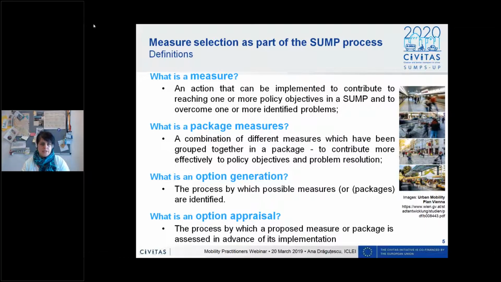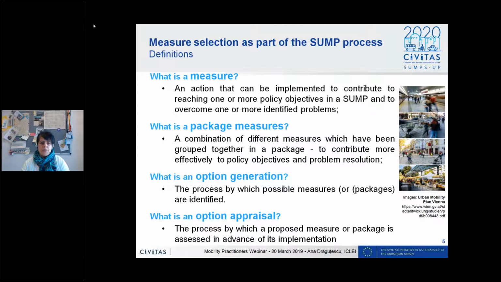So again, what is a measure? A few definitions for us to better understand what we are talking about. A measure is an action that can be implemented to contribute to reaching one or more policy objectives in the SUMP process development and to overcome one or more identified problems. We can package the measures, and a package of measures is a combination of different measures which have been grouped together to more effectively contribute to reaching the policy objectives.